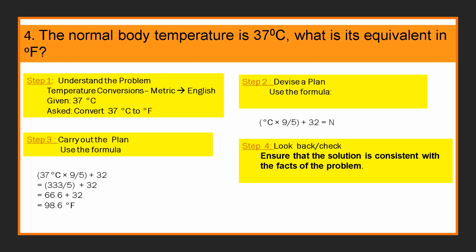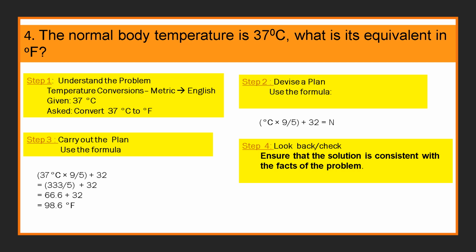Given is 37 degrees Celsius, and what is asked in the problem is to convert 37 degrees Celsius to degrees Fahrenheit. And then step 2, we have to devise a plan. We can use the formula, which is degrees Celsius times 9 over 5, quantity plus 32 equals n. Then we will use this formula in solving the problem. So we proceed to step 3, which is carry out the plan.